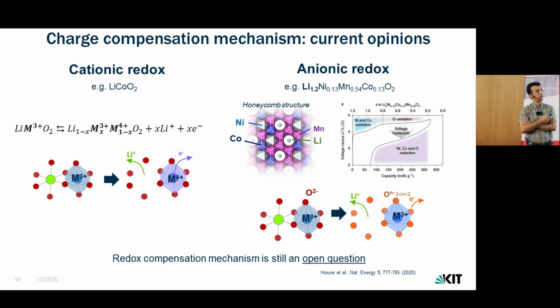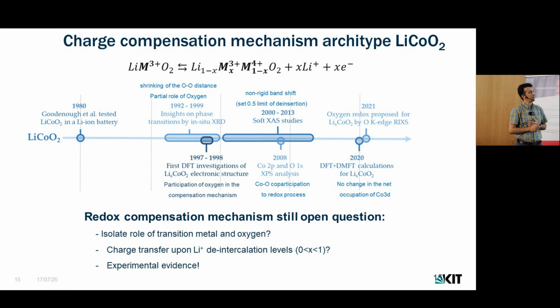This anionic redox should also be carefully considered, because we will see that it is neither one nor the other, it's something in between. And it's still an open question. Let's go to lithium cobalt oxide and take a breath and look at what we have learned from the literature since Goodenough proposed these materials. In 1992, Delmas group showed by XRD that there is shrinking of the oxygen-oxygen distance. So the oxygen plays some role in this process.